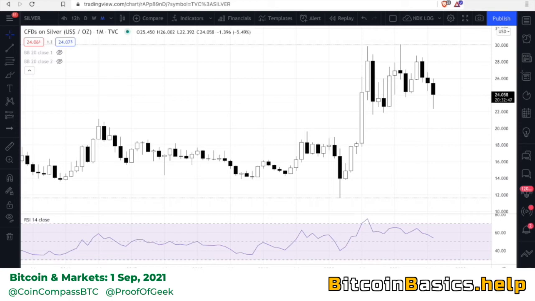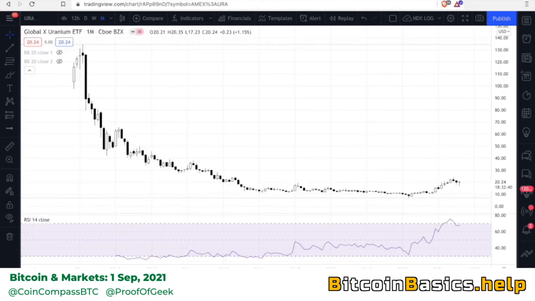But yeah, I'm not looking at a pattern here. It's just a bit messy on a monthly chart. Yeah, I'm not seeing a trade. The other one I think is interesting is uranium.